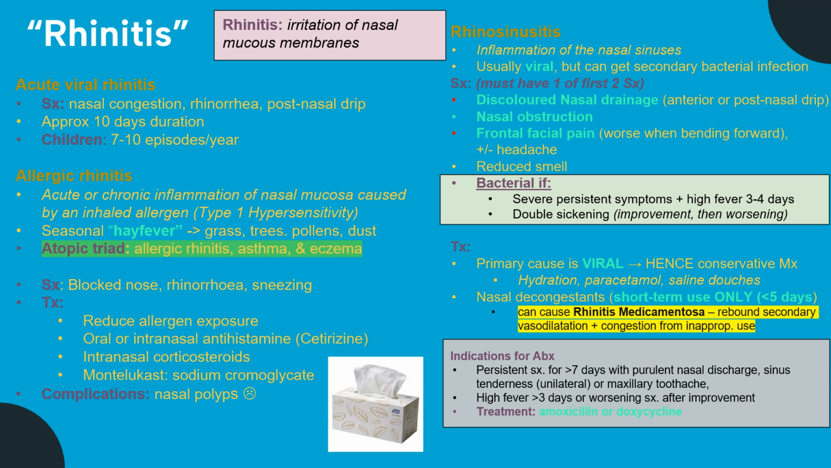When you consider if it's bacterial rather than viral, some red flags would be if the symptoms are quite severe and persistent, particularly if there's a higher fever as well, so 39, 40 plus for a few days. There's also this buzzword idea of the double sickening, where you get an improvement and then a worsening in your symptoms a couple of days later. Since it's mostly viral, conservative management is the first line in most cases. That's your hydration, simple analgesia, and also saline douching.